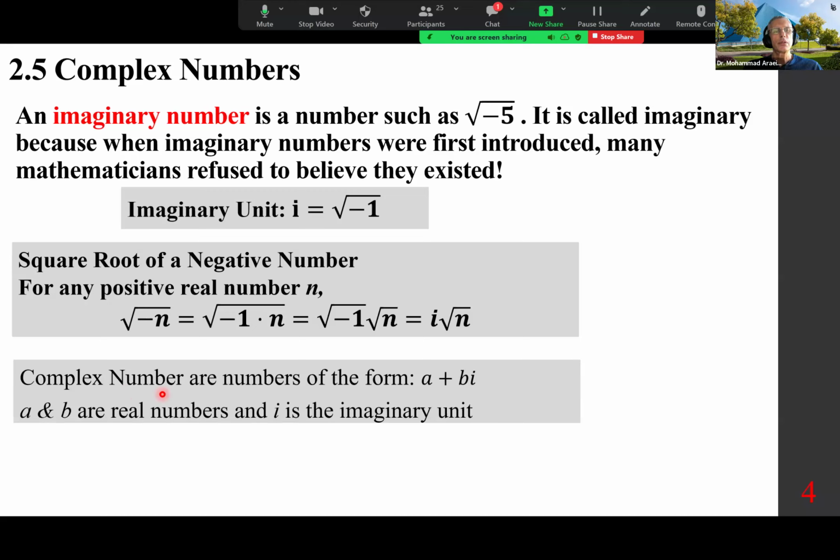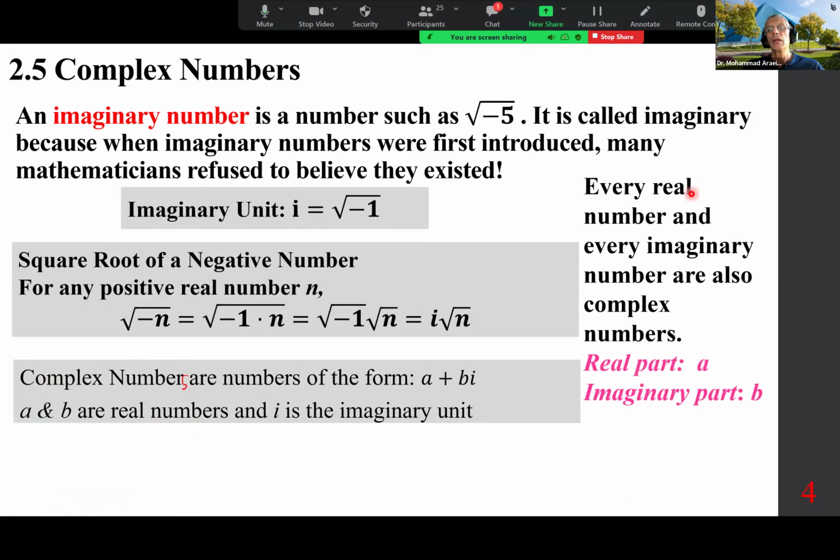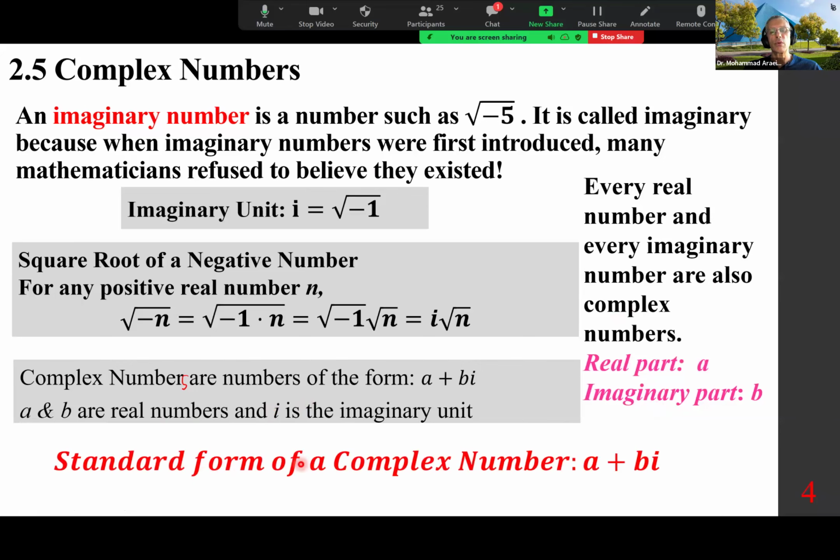Complex numbers are numbers of the form a plus bi, where a and b are real numbers, and i is the imaginary unit. Every real number and every imaginary number are also complex numbers. The real part is a, the imaginary part is b, and the standard form of a complex number is a plus bi.